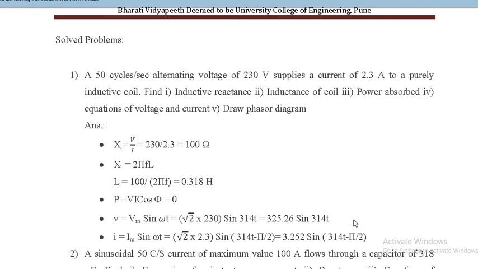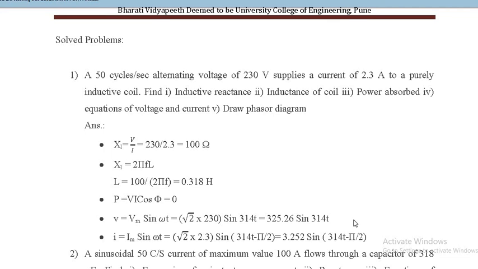Of course you have to pay attention to the units also. XL is in ohms and L is in Henry. Next, power is to be found out. Power absorbed is equal to I square R, or you can find it as VI cos phi. But since it is a purely inductive circuit, or a purely capacitive circuit, the power consumed is 0, because phi is equal to pi by 2 and cos of pi by 2 is 0. Anything multiplied by 0 is going to give you 0.